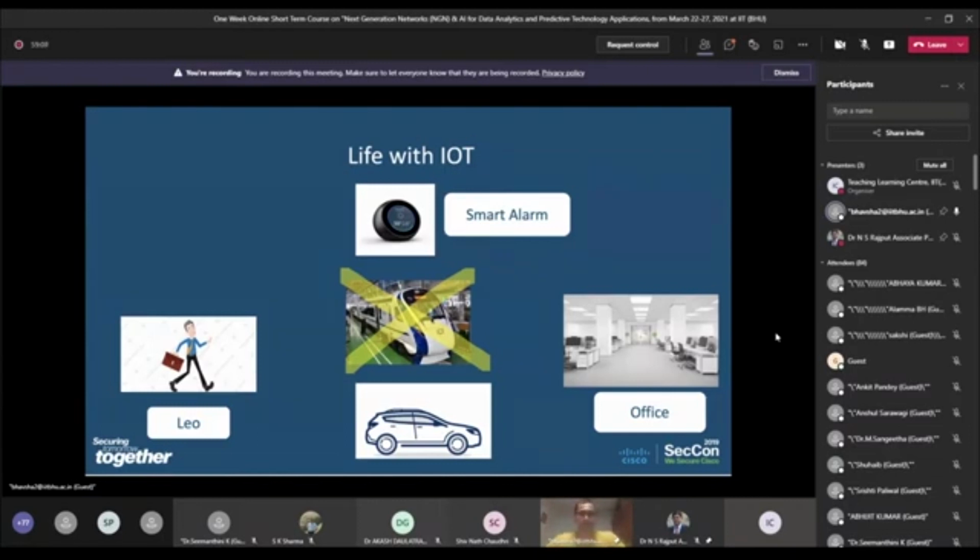Is the alarm from a different planet? Is that why it's called a smart alarm, or is there actually some mechanism behind it? That's the reason it is called a smart alarm. Feel free to answer, anyone who wants to respond. Can anyone say why it is called a smart alarm? What got changed? I would like to have this as an interactive session rather than just a monologue from my side, because when I attend sessions, I also interact and answer a few questions. So, anyone who would like to answer why it is called a smart alarm?